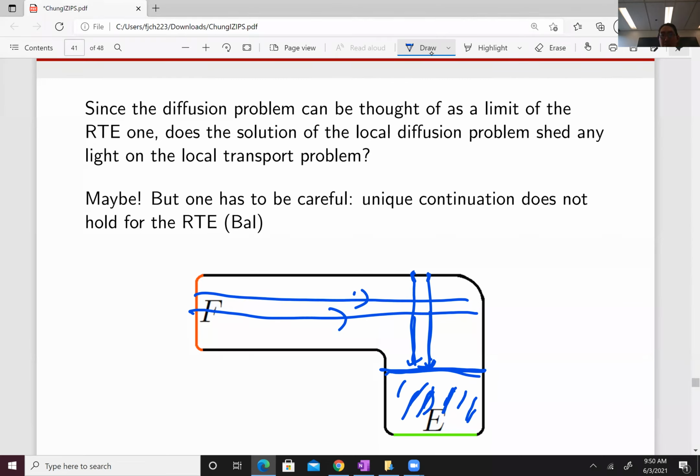And so you have a situation where unique continuation does not hold for the RT, because it's identically 0 down here, but it's not identically 0 up here. And so you have to be really careful about how you're going to try to apply solutions from the diffusion equation. And I think in general, it's not clear that this precludes a solution to the inverse source problem for the transport equation. But it's not clear how you would go about applying the diffusion ideas directly.